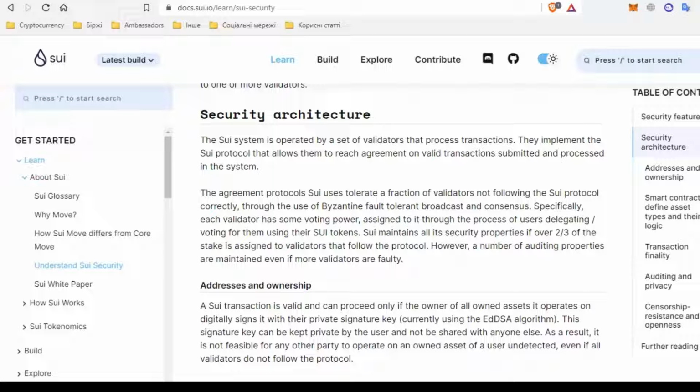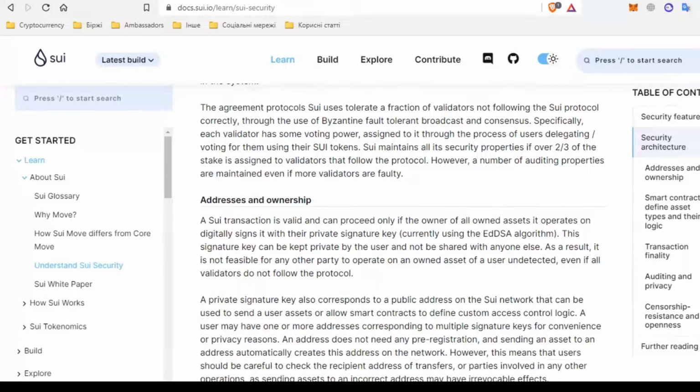The SUI system is managed by a set of validators that process transactions. A SUI transaction is valid and can only be completed if the asset owner digitally signs the transaction with a private key. If a user securely stores the signing key, then no one can work with that user's assets without being noticed, even if the validators don't follow the protocol.